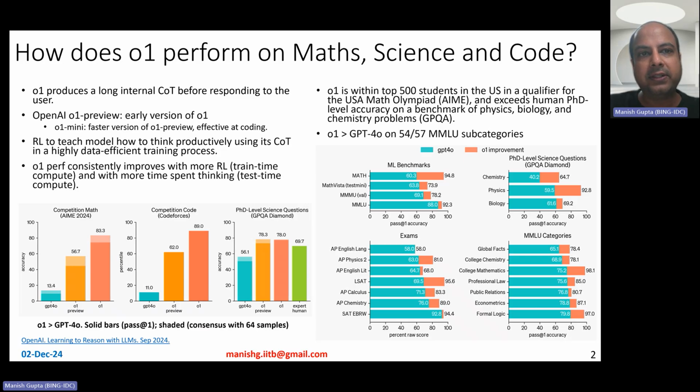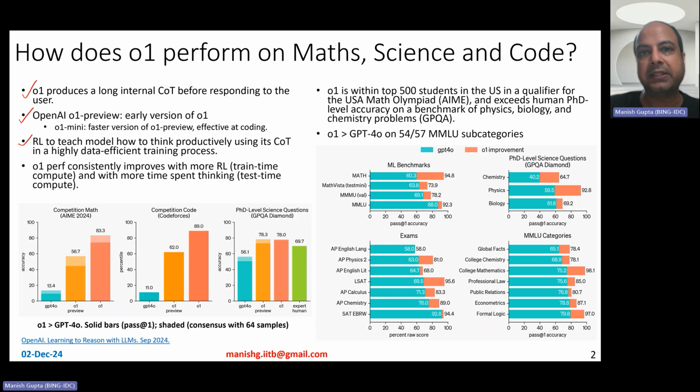Right. So, O1 is a model from OpenAI which produces a pretty long internal chain of thought before responding to the user. In fact, in its preview version, OpenAI has started hiding the chain of thought and only providing a summary of that chain of thought. OpenAI has not released O1, but has released O1 Preview, which is an early version of O1. In fact, OpenAI has also released O1 Mini, which is a faster version of O1 Preview, which is effective at coding.